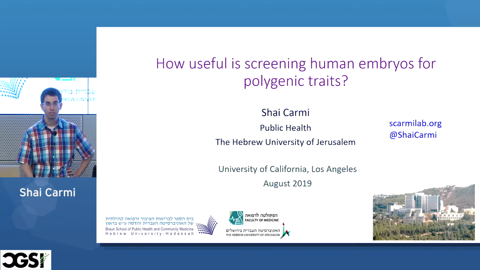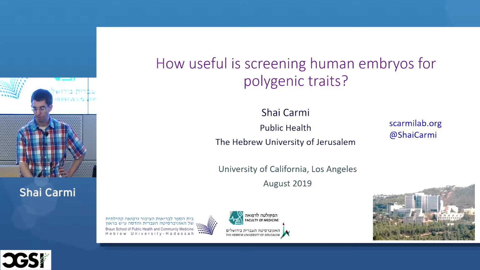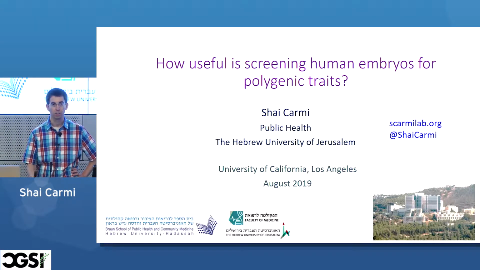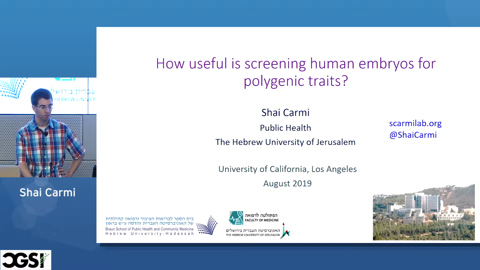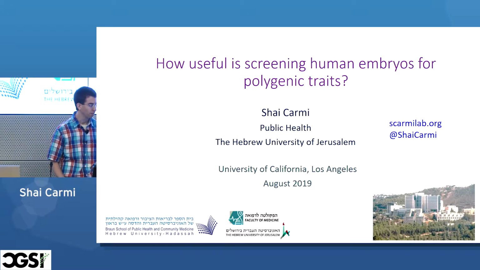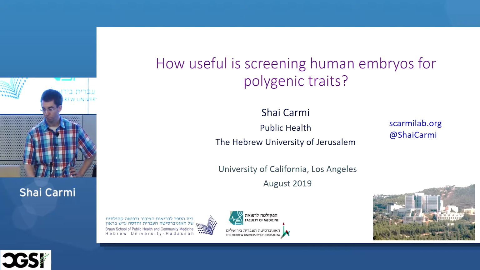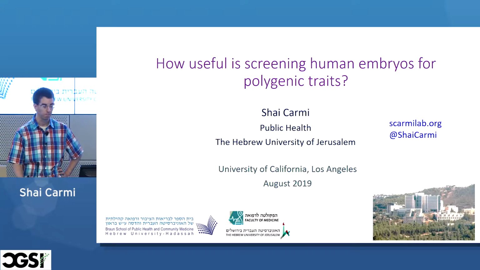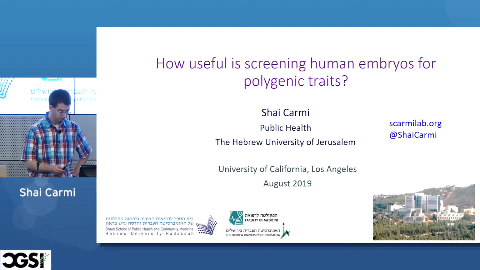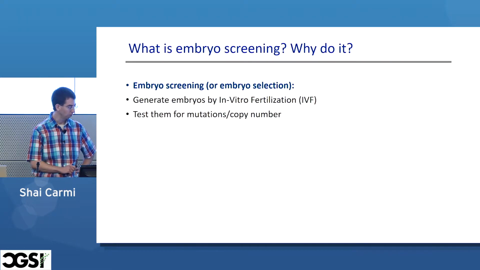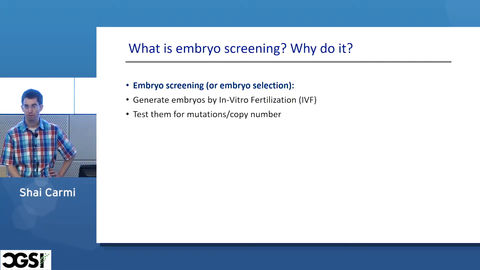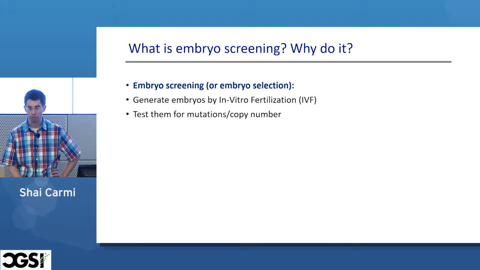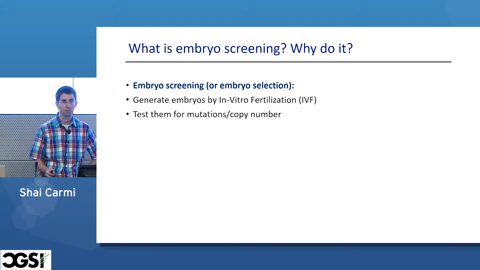I work in population genetics and medical genetics, and this is one small project in quantitative genetics that I would like to present today. So the subject is screening human embryos for polygenic traits, which I think is quite interesting, as you will see. So to get started, let's first define the problem, or define what we are talking about. So what is embryo screening, and why do we do it?